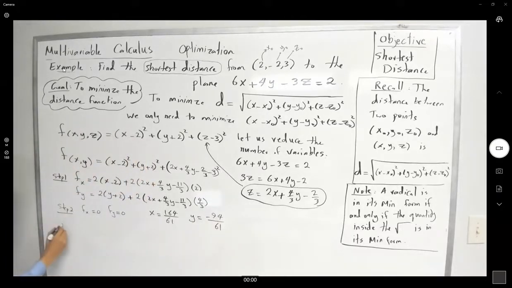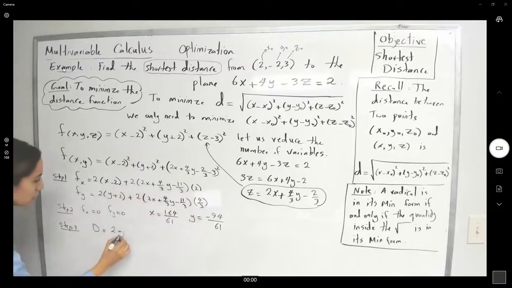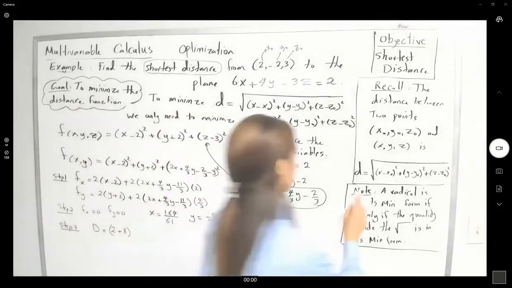Very well. In step 3, we're going to find the discriminant. To find the discriminant, we need the second derivatives here. Well, this is going to be just 2. And here we get 8 plus 8. So this is the second derivative of the function. Let me write this down here for you.